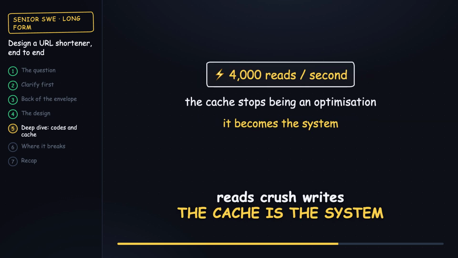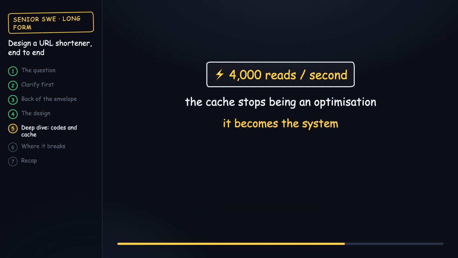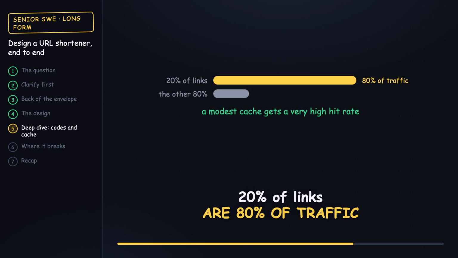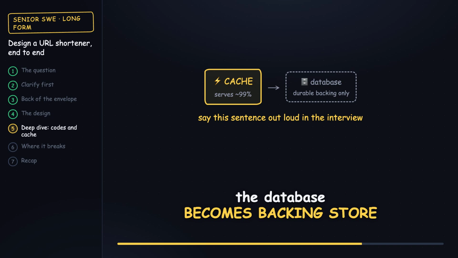Now the cache, and this is the part worth spending your remaining time on, because at 4,000 reads a second, the cache stops being an optimization. Use cache aside. So on a miss you read the database and populate the cache. And because a mapping essentially never changes, you can set a very long time to live. Link popularity is extremely skewed, so a small fraction of codes serve most of the traffic, which means even a modest cache gets you a very high hit rate. And once the hit rate is that high, the database is no longer serving reads. It is durable backing behind the cache, which is a sentence worth saying explicitly.